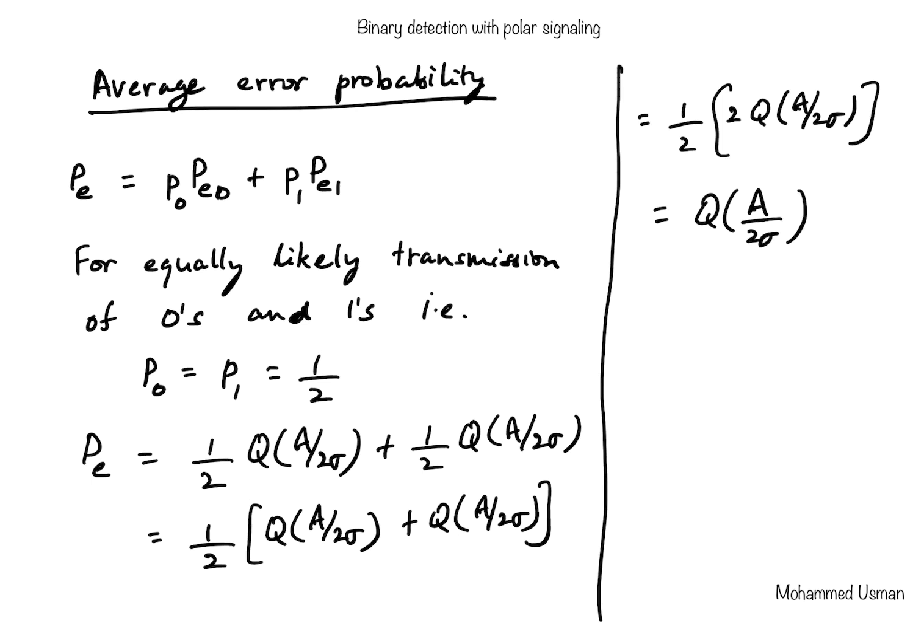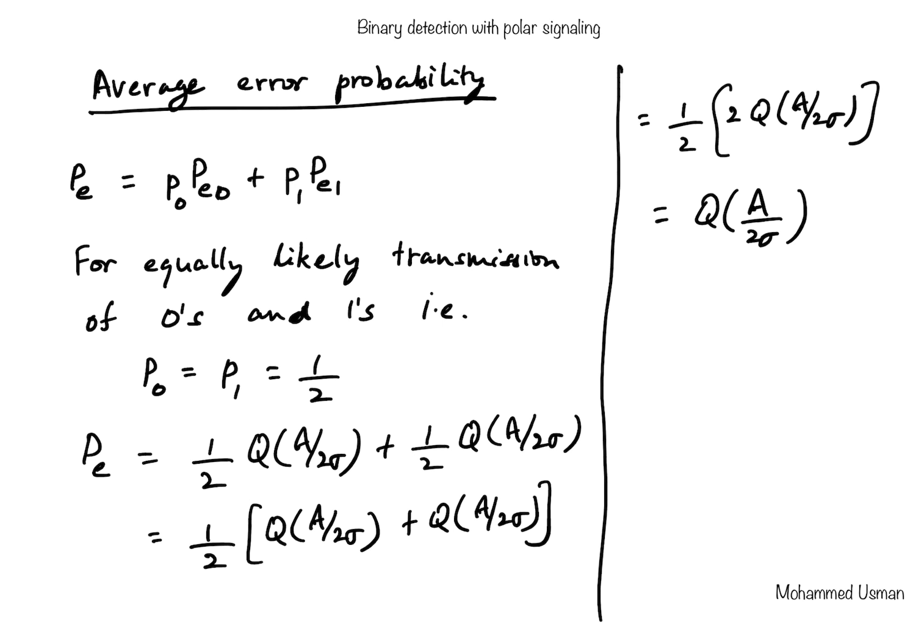A common mistake which I've seen students in the past make is trying to cancel this 2 and this 2. This 2 is inside the function. You can't cancel this. This 2 you can't cancel off with this 2 because this is the Q function of A by 2 sigma. It is an argument of the function, so you cannot cancel out what's inside the bracket for the Q function. That would be a big error. Please do not make that mistake.